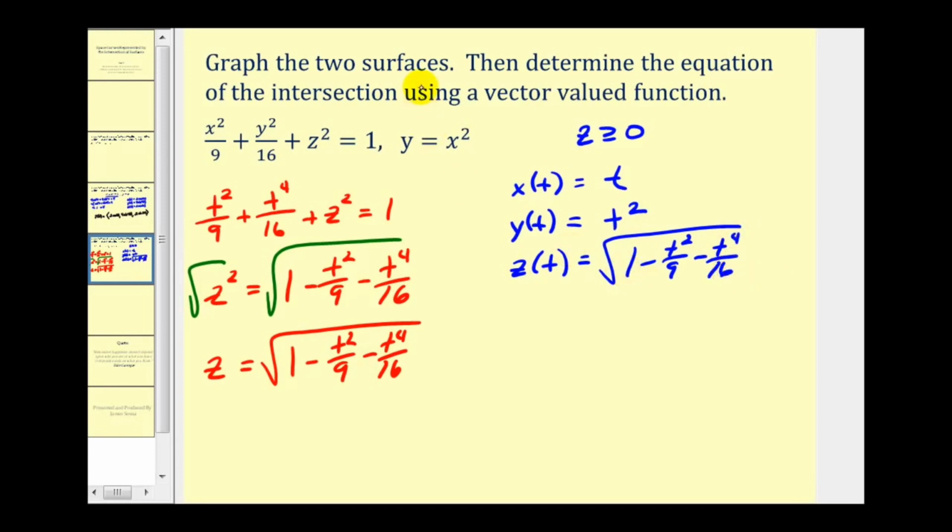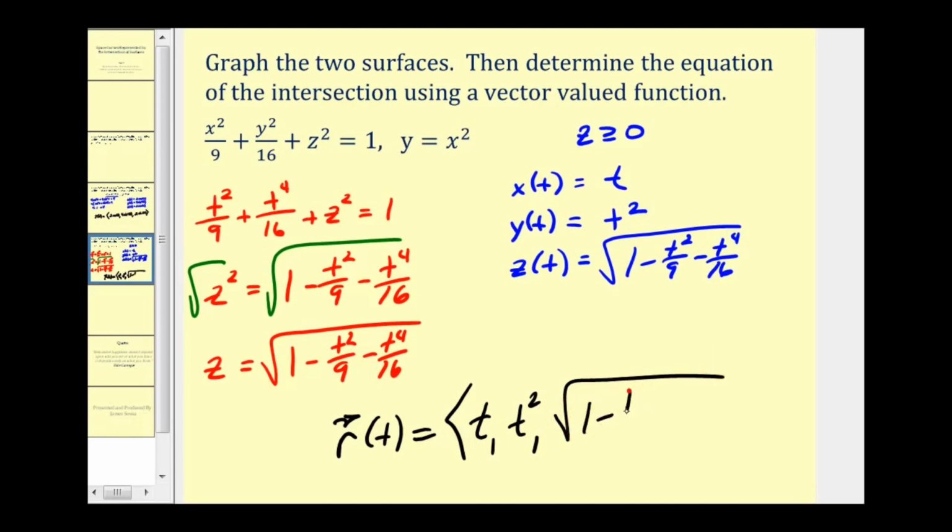Which means we can now express the intersection of these two surfaces as a vector valued function, where the x component is t, the y component is t squared, and the z component is the square root of 1 minus t to the 2nd over 9 minus t to the 4th over 16.